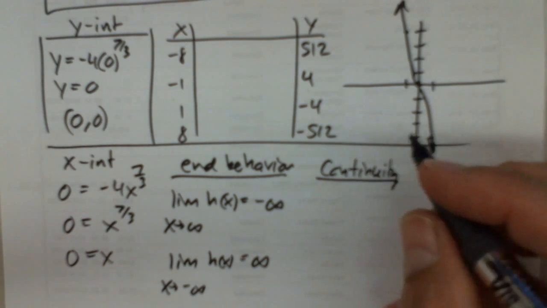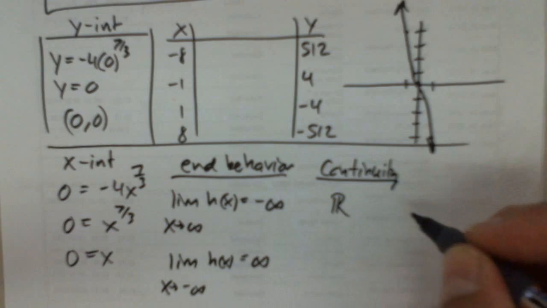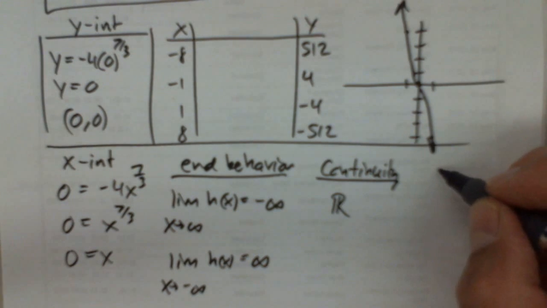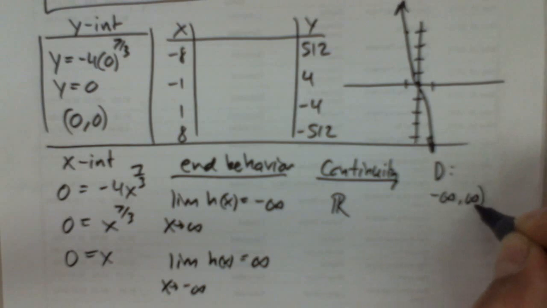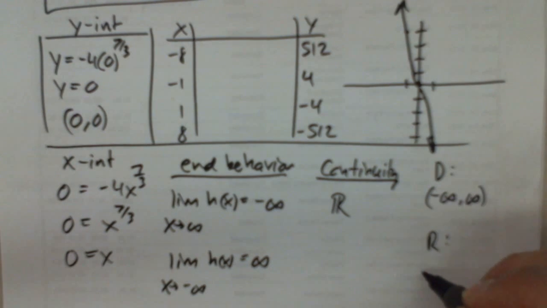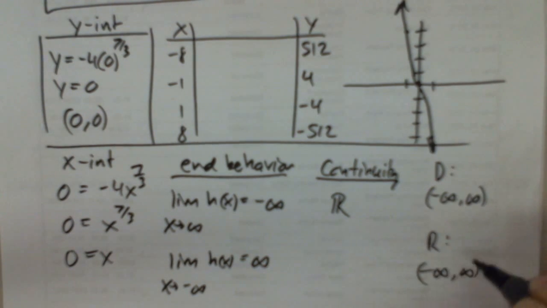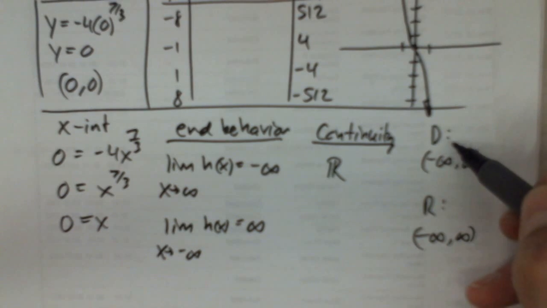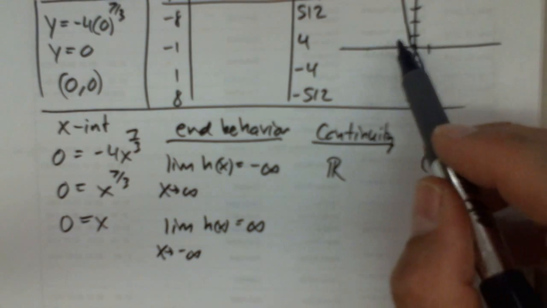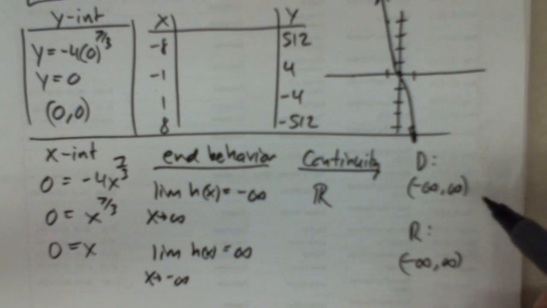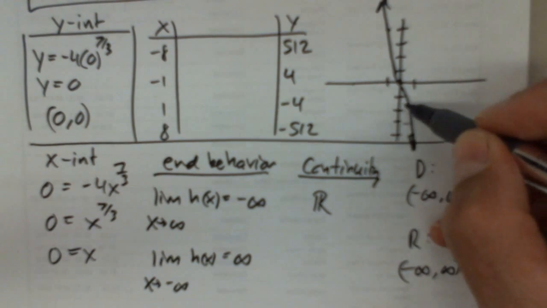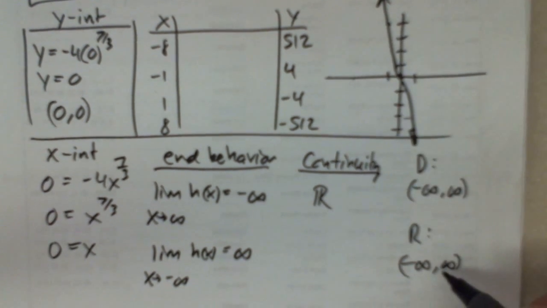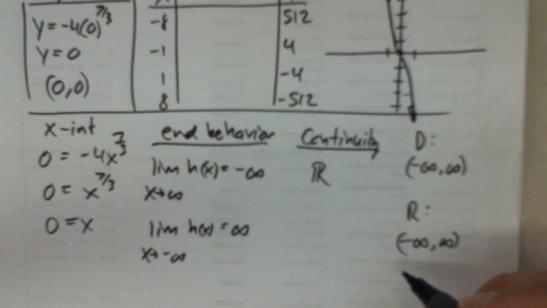And continuity is all real numbers. Domain is all real numbers. Range, all real numbers. The domain, every x value has a point on the graph. And range, every y value has a point on the graph. So the range is all real numbers.